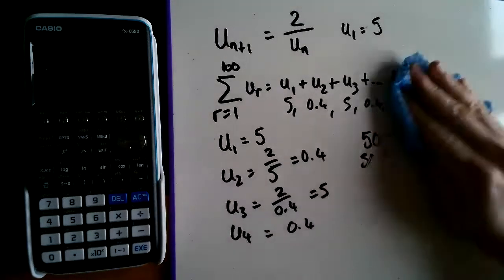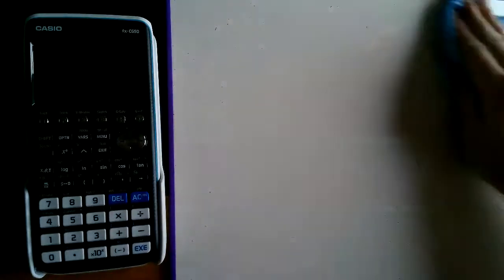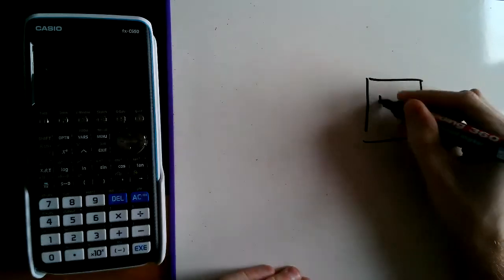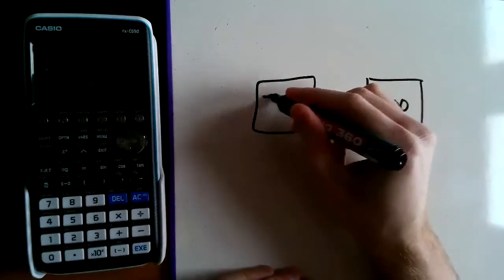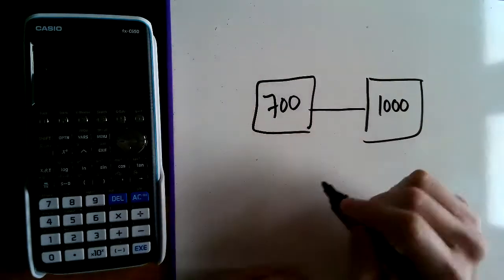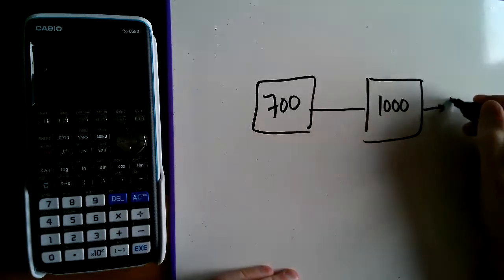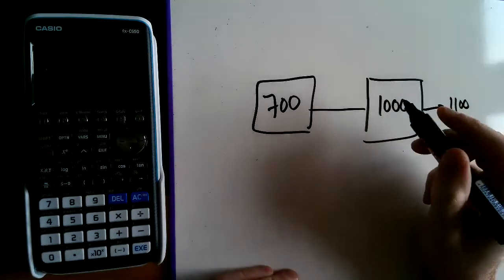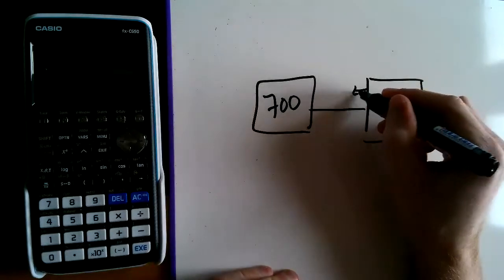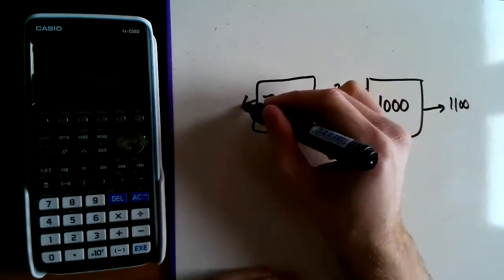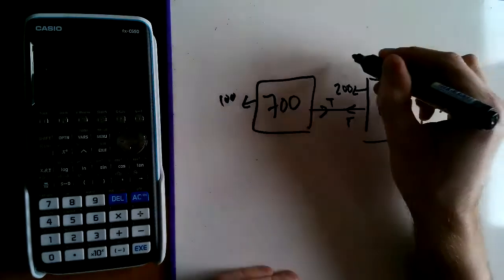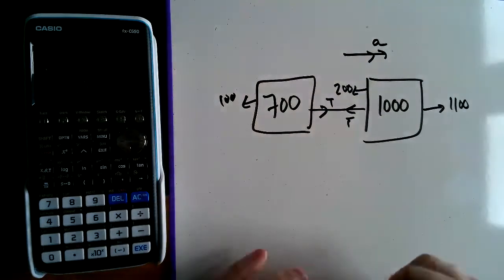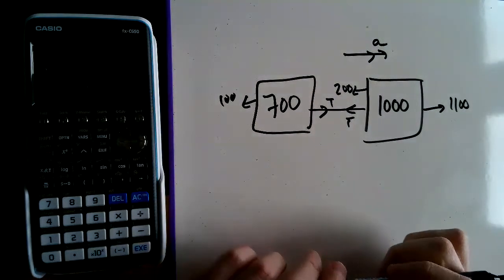Okay, and the last one. So we've got a car of mass 1,000 kilograms pulling a trailer of mass 700 kilograms using a tow bar. The driving force of the car is 1,100 newtons. The resistance to the car is 200, and to the trailer is 100. There's going to be tension in the tow bar, and acceleration is going to go that way. So we need to find the acceleration and tension of the tow bar.